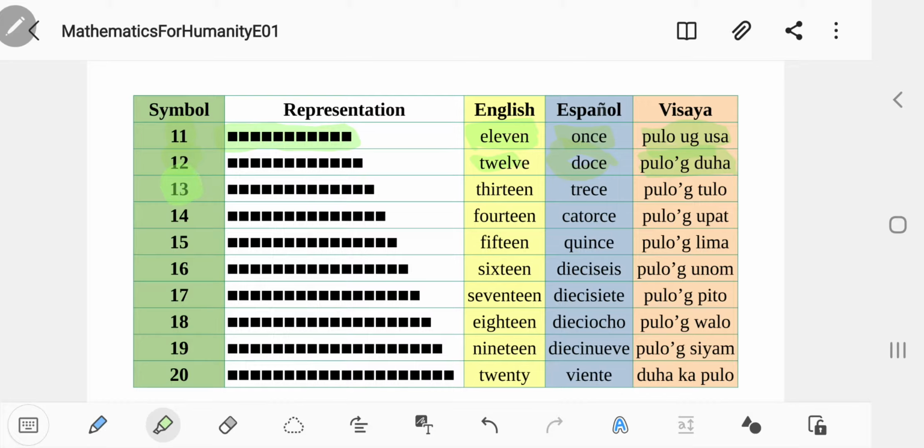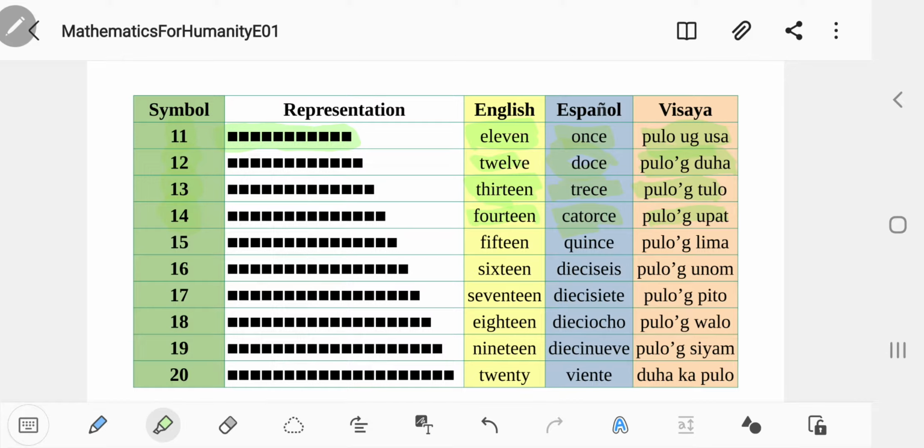13. This is the spelling of 13 in English. And then we call that trece in Espanol. Sa Bisaya, pulog tulo. By the way, pulog is a contraction of pulo ug. So that's pulog tulo. And then this one represents the number 14. In English, that's 14. That's the spelling of 14. In Espanol, 14. Or in Bisaya, that's pulog upat.